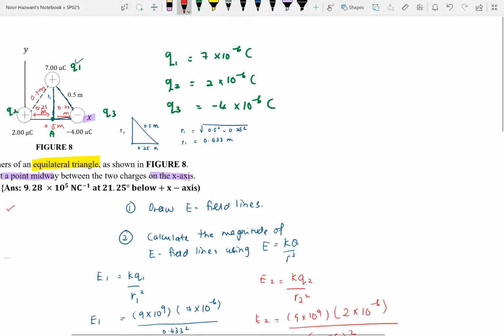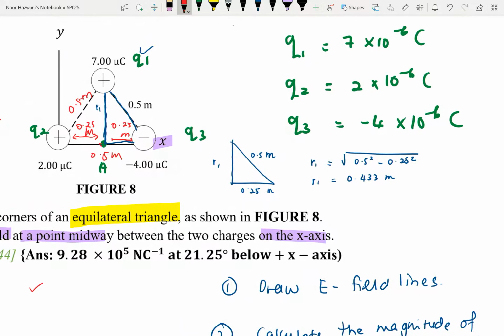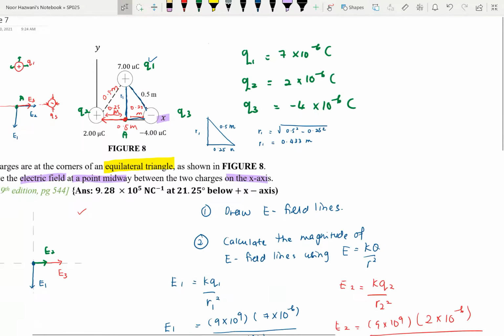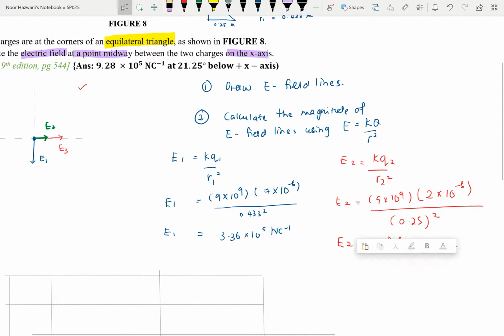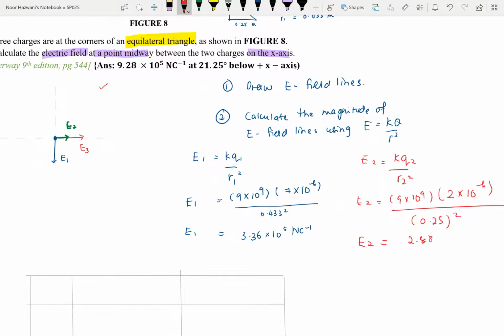So distance mestilah distance daripada point A kepada Q2. Okay, so 0.25. Kita dah ada nilai. So just substitute. So press your calculator. Then you will get 2.88 times 10 to the power of 5 Newton per Coulomb.